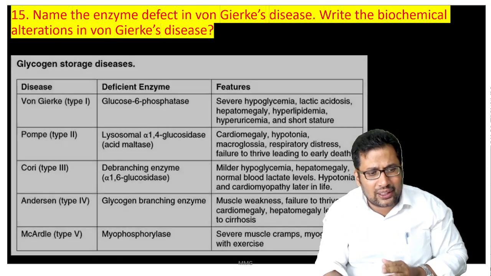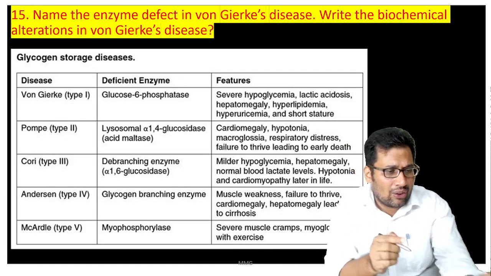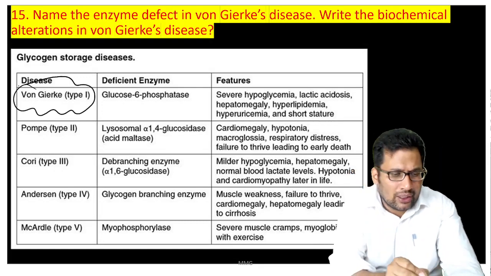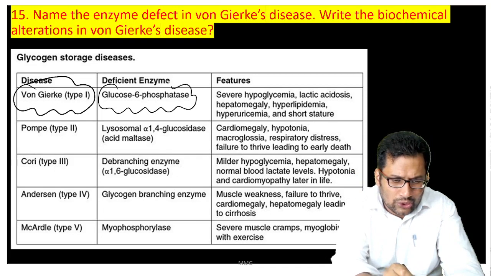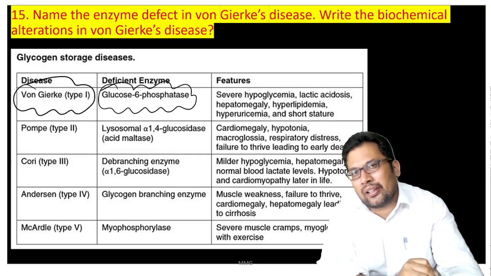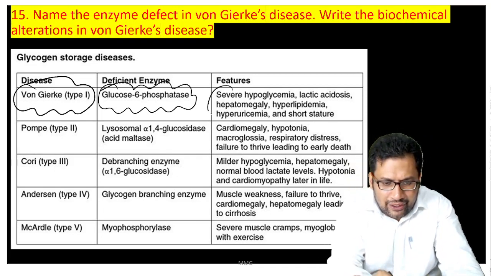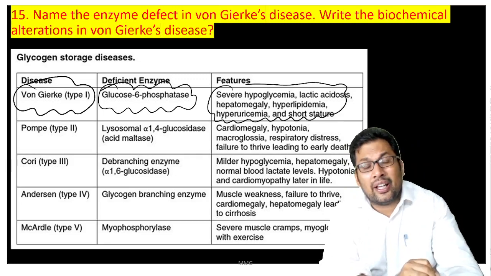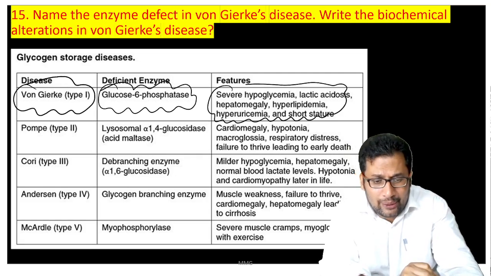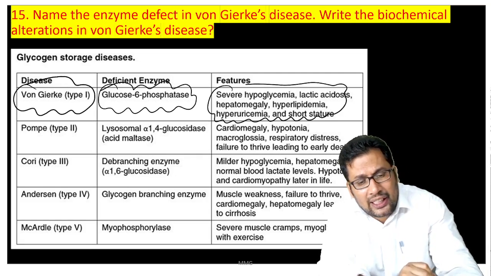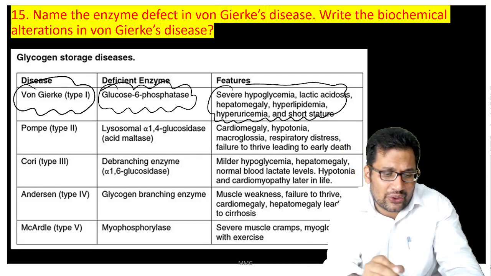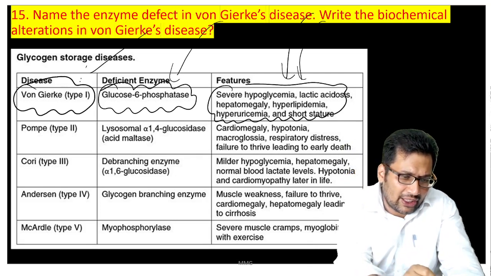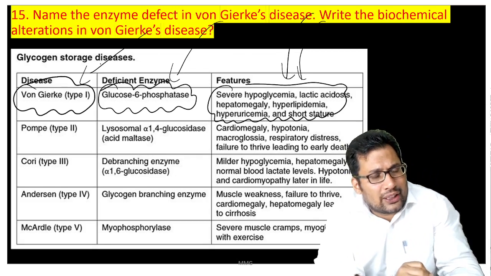Let's see what the glycogen storage diseases are. One is von Gierke disease, that is type 1. Enzyme deficiency is glucose 6 phosphatase. What are the biochemical abnormalities? Severe hypoglycemia, lactic acidosis, hepatomegaly, hyperlipidemia, hyperuricemia and short stature. All these are the biochemical abnormalities. If you mention these 3 points, you will get 3 out of 3.